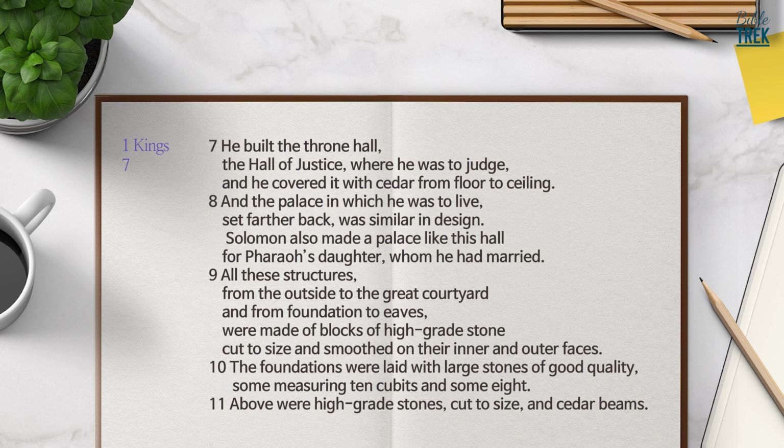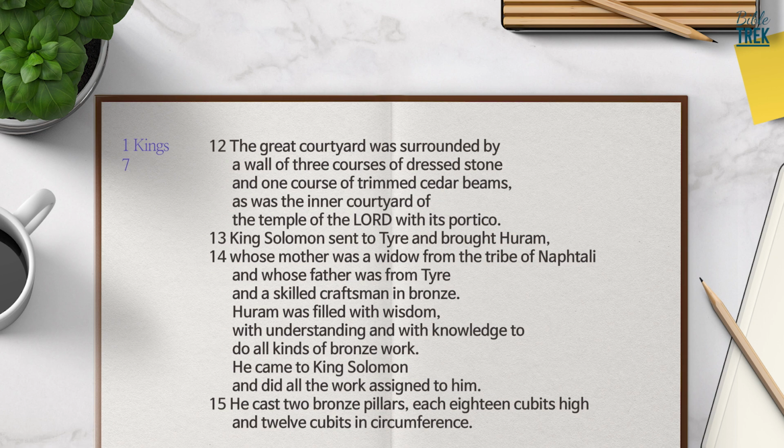All these structures, from the outside to the great courtyard and from foundation to eaves, were made of blocks of high-grade stone, cut to size and smooth on their inner and outer faces. The foundations were laid with large stones of good quality, some measuring 10 cubits and some 8. Above them were high-grade stones, cut to size, and cedar beams. The great courtyard was surrounded by a wall of 3 courses of dressed stone and 1 course of trimmed cedar beams, as was the inner courtyard of the temple of the Lord with its portico.